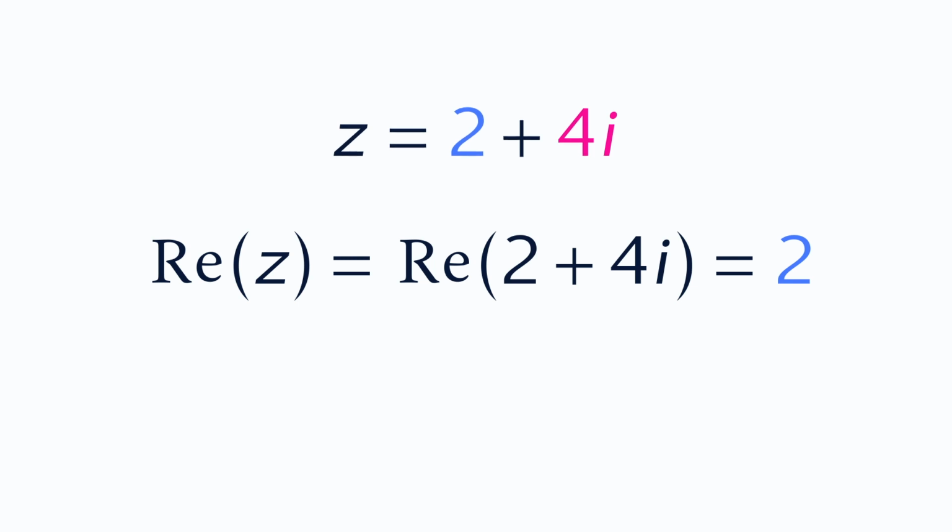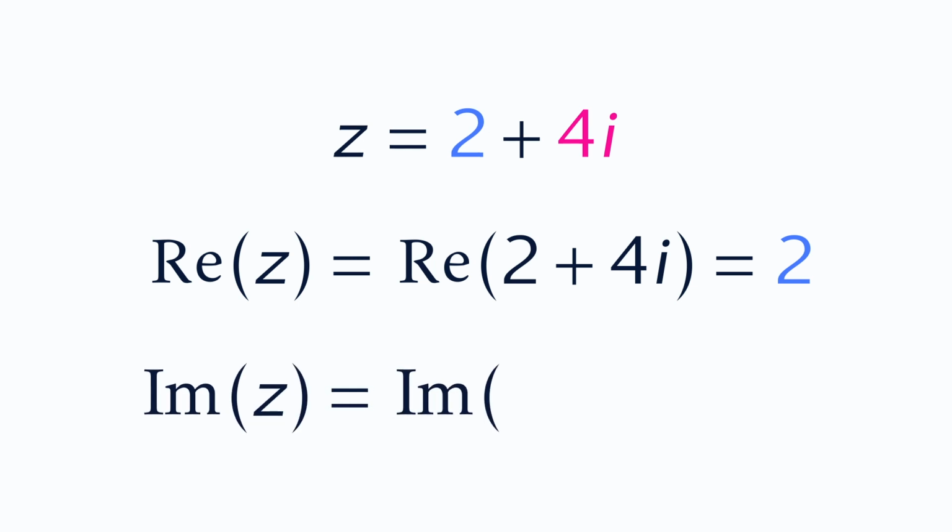Now, let's look at the imaginary part. To find it, you look at the real number that's multiplied by the imaginary unit. Here, that number is 4. The imaginary part of z is denoted by Im of z, which equals the imaginary part of 2 plus 4i, which is 4. And you're done. Let's look at one final example.